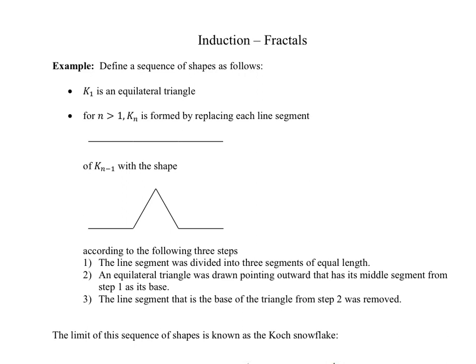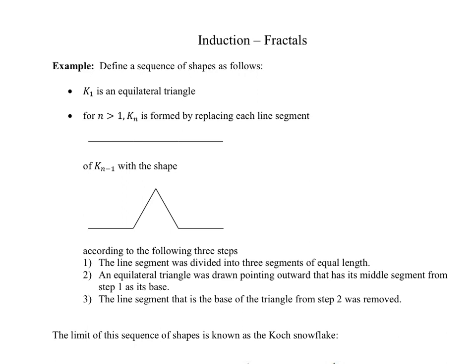So the first one is called the Koch snowflake. So how does the Koch snowflake get built? Well, we start with an equilateral triangle, and then we form the next shape from the equilateral triangle by taking every line in the triangle and growing an equilateral triangle in the middle of that line, right in the middle. And then we remove the bottom, so we get this type of shape here.